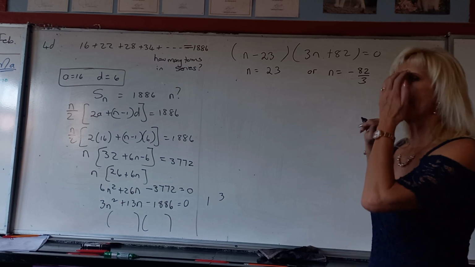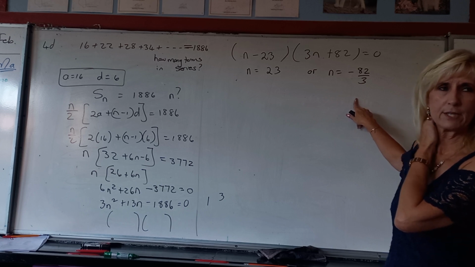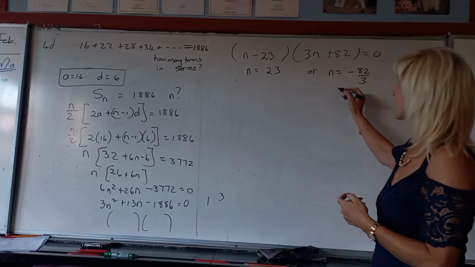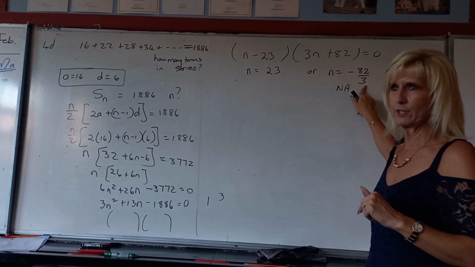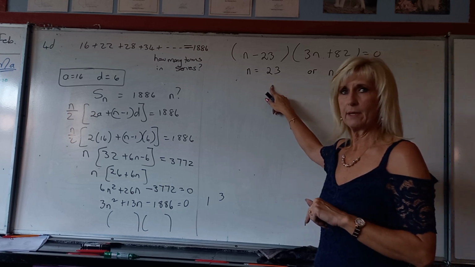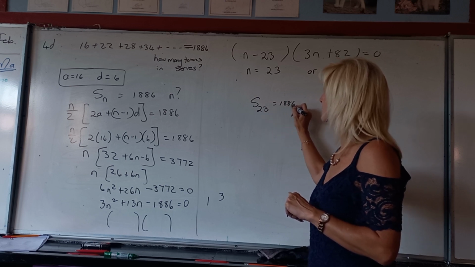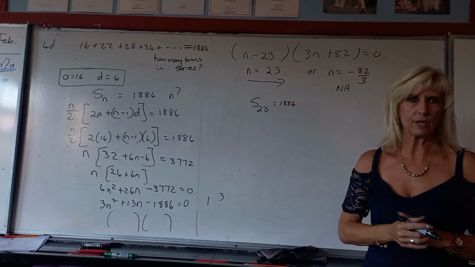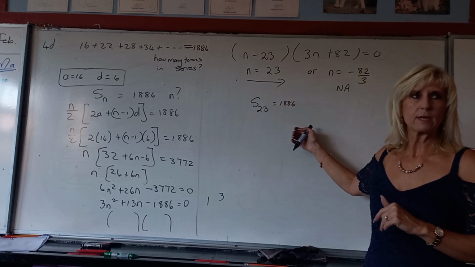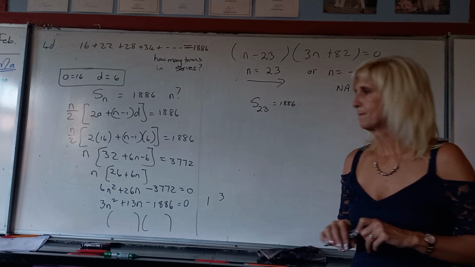Okay, done with the sum. They ask how many terms there are. This cannot be applicable because it's negative and it's a fraction. So it's the sum of 23 terms that was equal to 1886. You don't even have to write that. If you just said 23, you're done. But it was that the sum of 23 terms gave you that 1886.